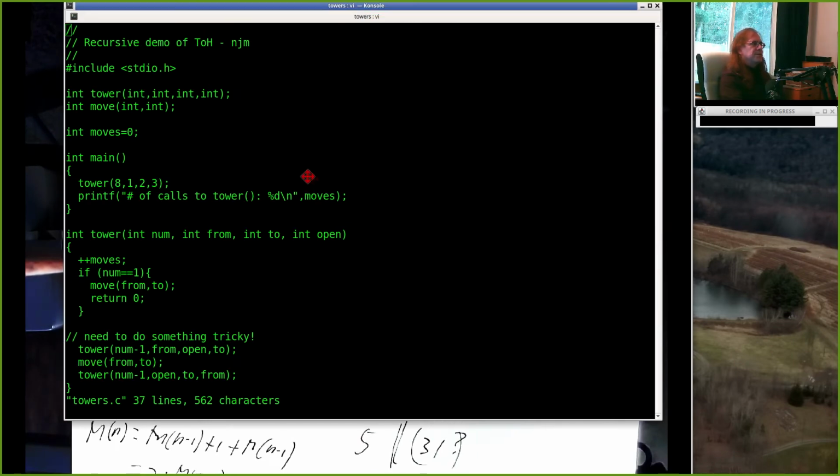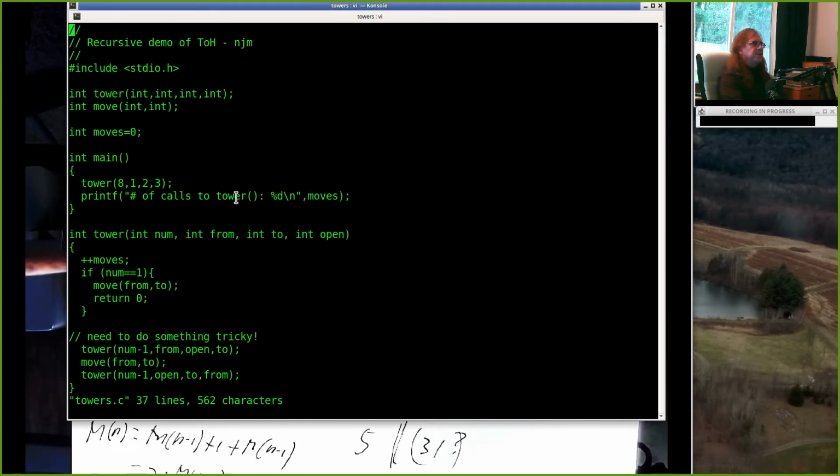Alright, so here's a recursive Tower of Hanoi demo. I'm going to write a function called tower that basically tells me how to move this many disks from this post to that post. And I'm also telling it which post is not in use, right? What the other post is.